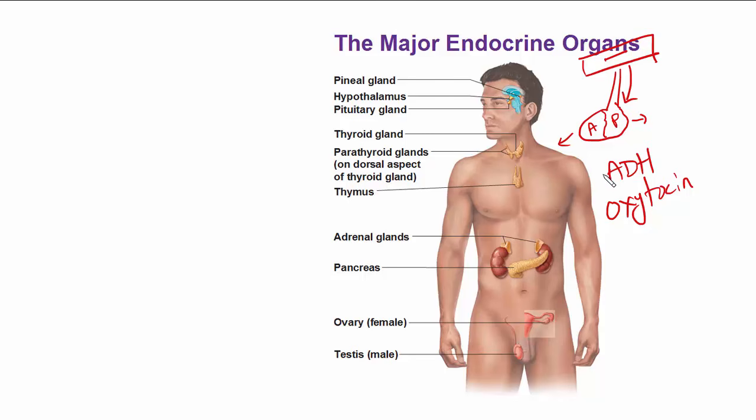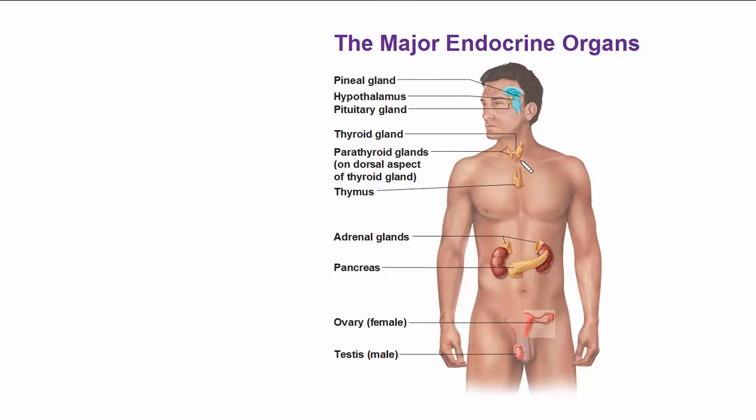ADH is released from the posterior pituitary and will travel through the bloodstream down to the kidneys and cause them to conserve water so that water is not lost in the urine. That raises blood pressure and keeps the body from being dehydrated. Oxytocin will come down to the uterus in the female and cause uterine contractions, and that again comes from the posterior lobe of the pituitary.